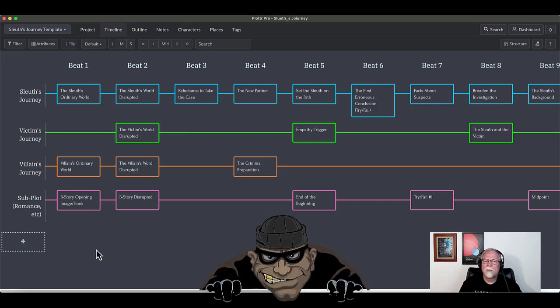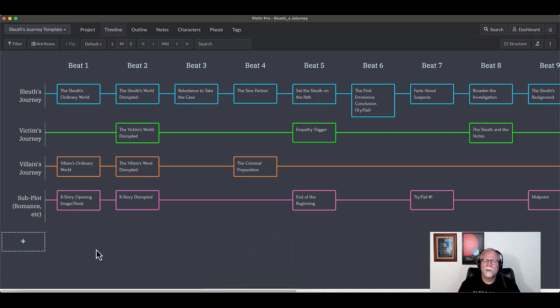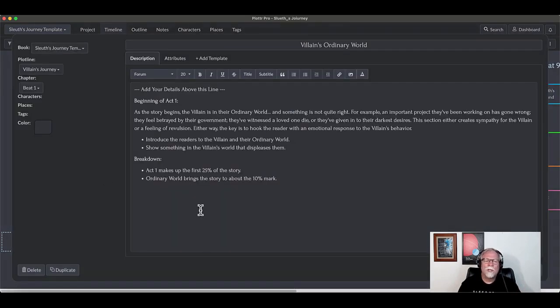Now, the villain's journey is a completely optional plot line. If you're not showing the villain's journey in your story, you don't have to show this at all. But if you are, you're also going to show the villain's ordinary world. You're going to show where they come from and what they are doing and what kind of criminal they are and what their ordinary world looks like, and something that displeases them.